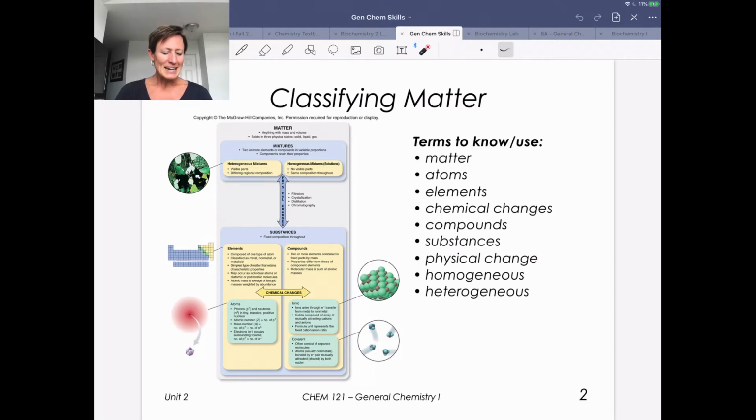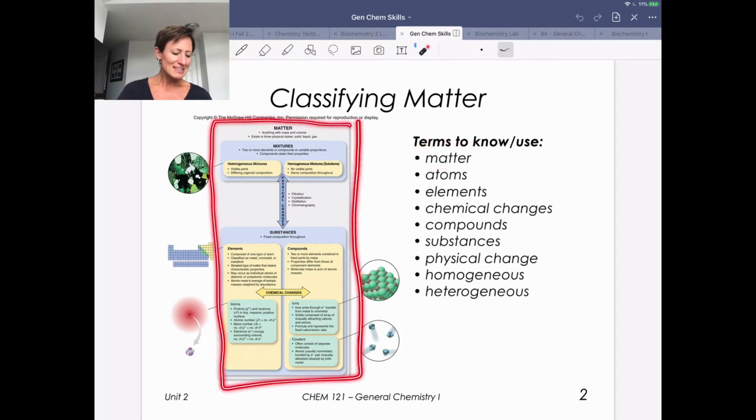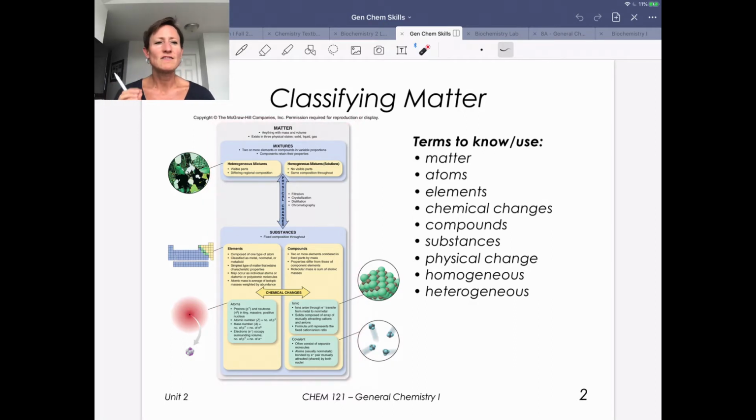We can define anything with mass and volume as matter. That represents this gray area out here. Anything that has mass and volume we can define as matter. Now again, that matter could exist in solid, liquid, or gas forms, and we've talked about phases and phase changes already a little bit. But at its simplest, we're going to think about matter being comprised of atoms, right? And we know that atoms themselves are actually subdivided into subatomic particles, which are protons, neutrons, and electrons.